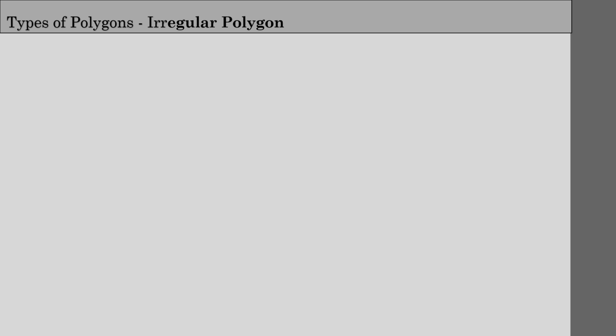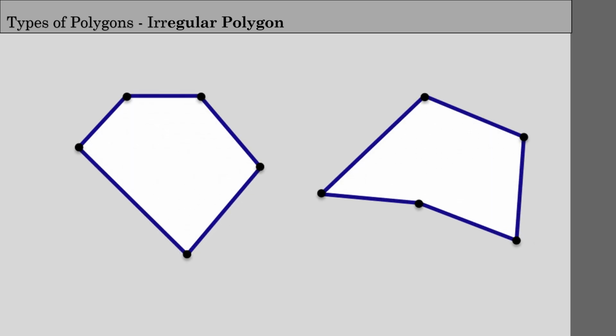The next type of polygons are irregular polygons. Irregular polygons are those polygons that aren't regular, be it the sides or the angles. Nothing is equal as compared to the regular polygon. For you to see, the examples are like that.